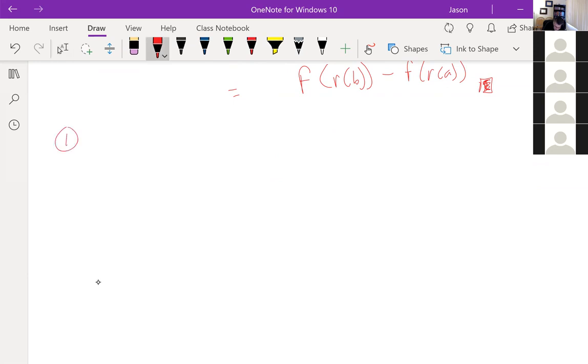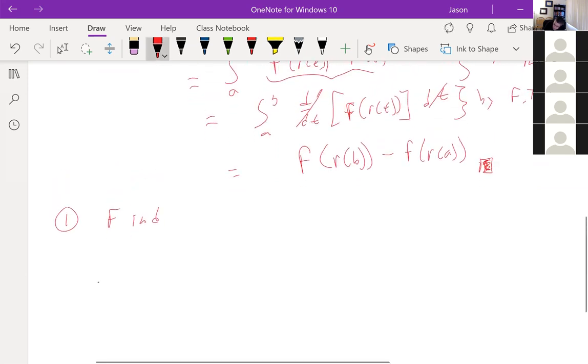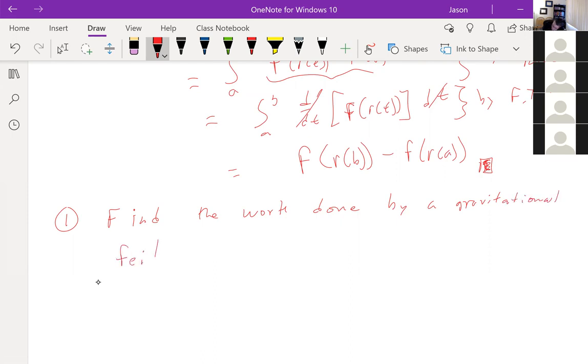Let's look at an example of this. Number one, find the work done by a gravitational field, F of x is equal to negative mg over, and this is a bold x, which is kind of confusing, but this is the way the book uses it, so I'm going to go with the way that the book uses it. This is a bold x.